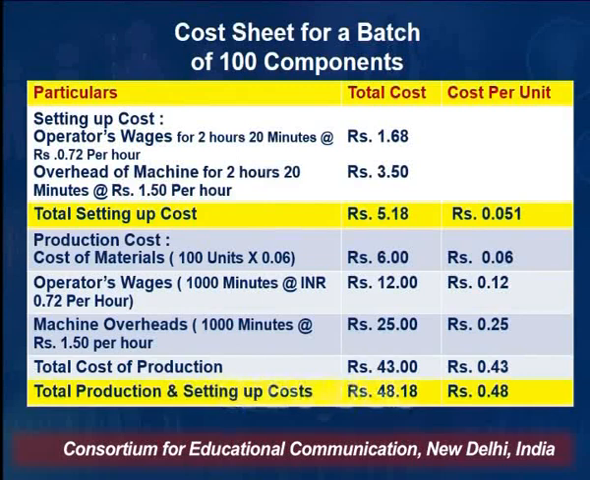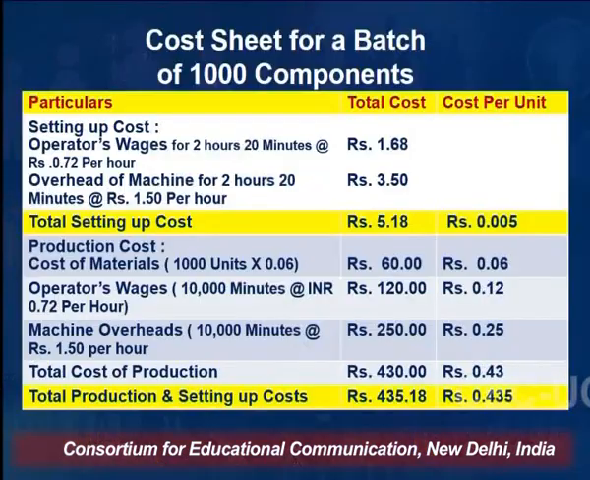Now let's proceed to the third situation, that is when we are going to manufacture in a batch of 1000 components. So now we shall witness what the impact of this enhanced size from 10 to 100 and then 100 to eventually 1000 components is on my total cost, and not only total cost but my cost per unit, because that is more important for us: what is my per unit cost if I manufacture in a batch of 1000 components. So let us proceed with that.